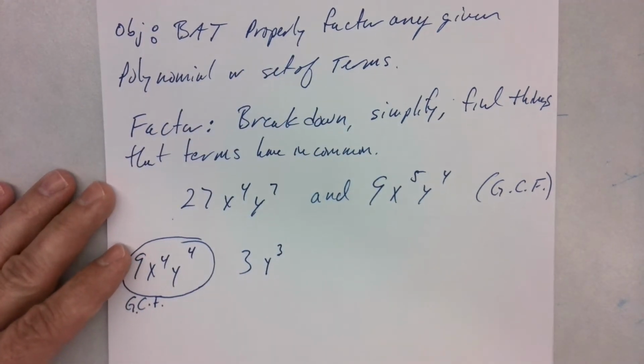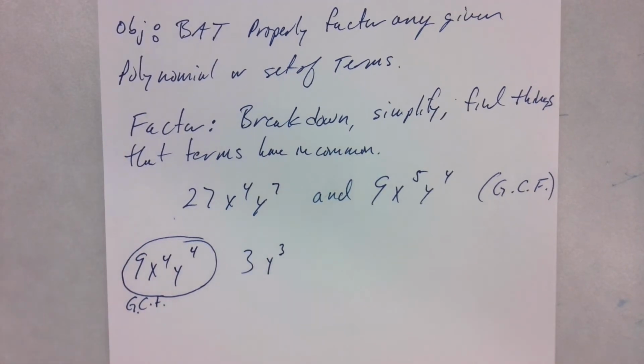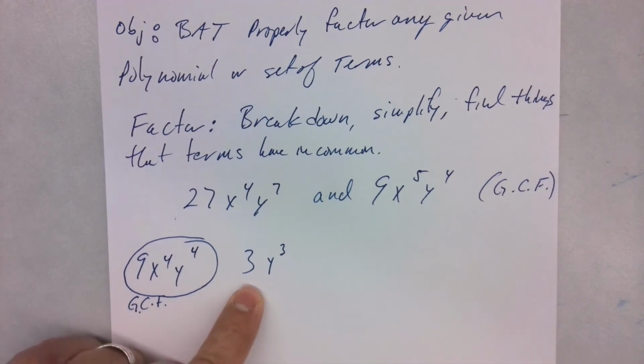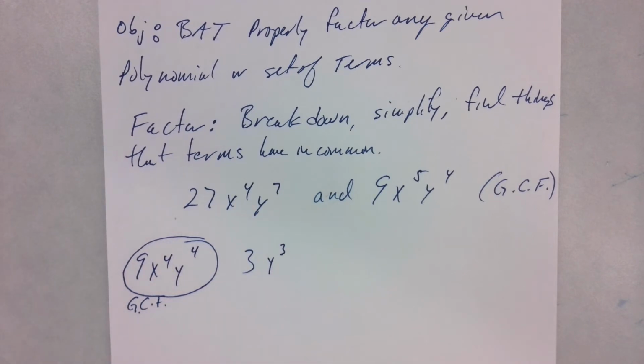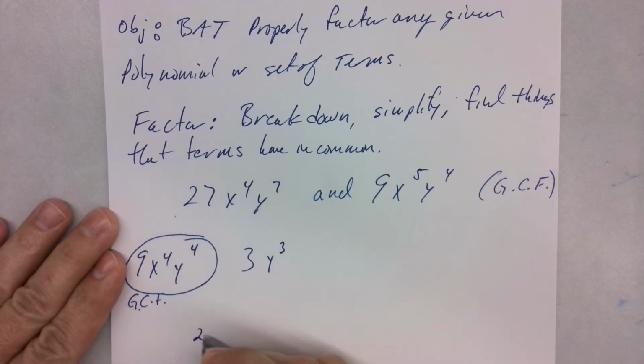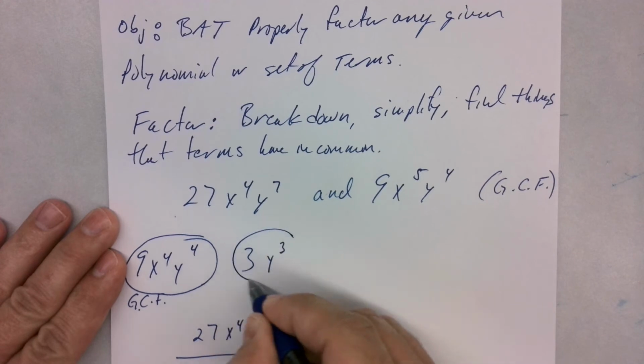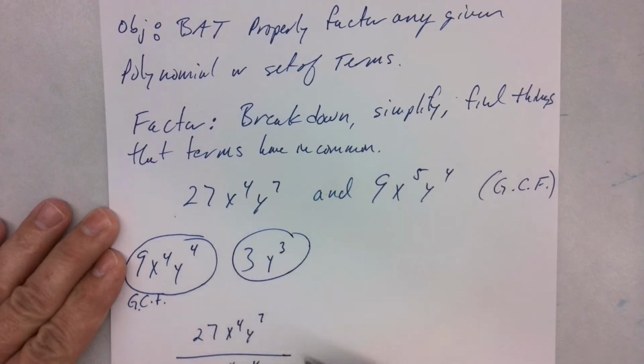And here's my question: what am I doing? What is my mathematical process that gets me to this? I'm dividing, and that's the key you got to remember. So when in doubt, take 27 x to the 4th y to the 7th and divide it by 9 x to the 4th y to the 4th. And then my answer is what I have left.